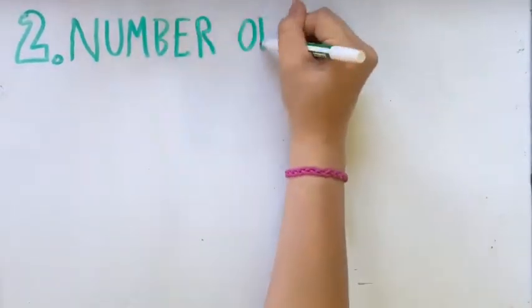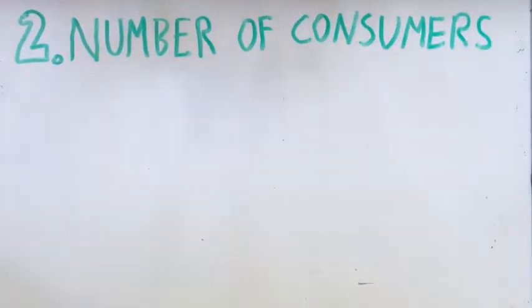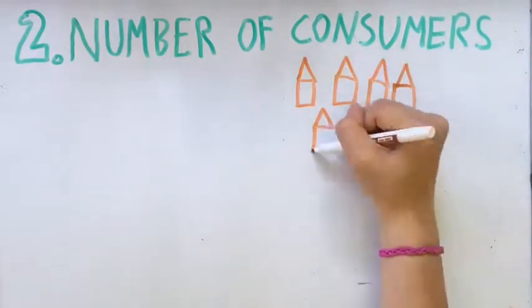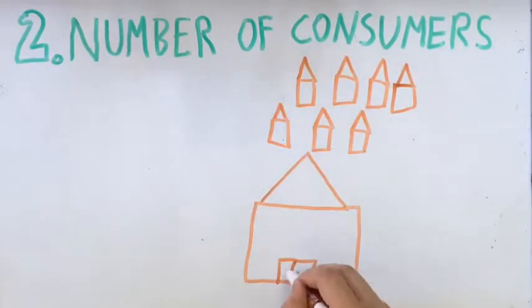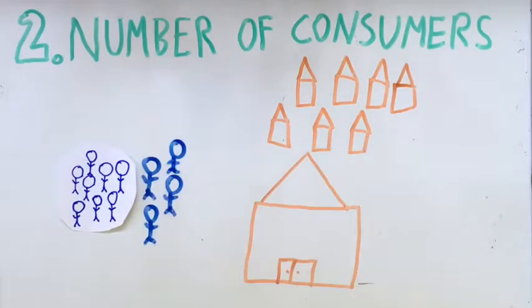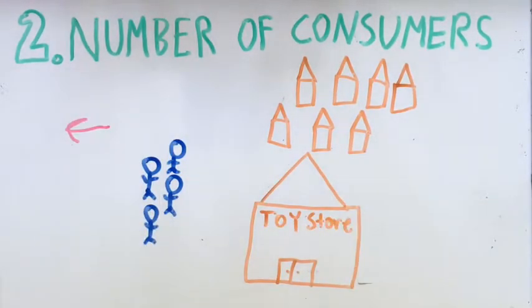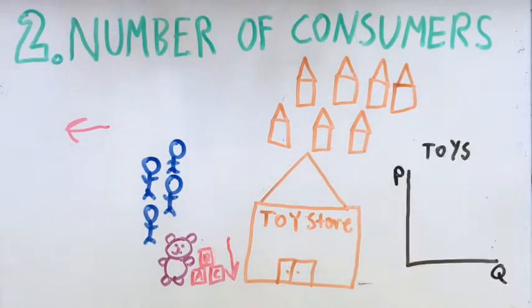The second demand shifter is the number of consumers. For example, let's look at this town. We'll call it Millville. If there is a decrease in the number of kids in that town, then there will be less kids buying toys, and therefore the demand curve for the toys in that toy store will go to the left.